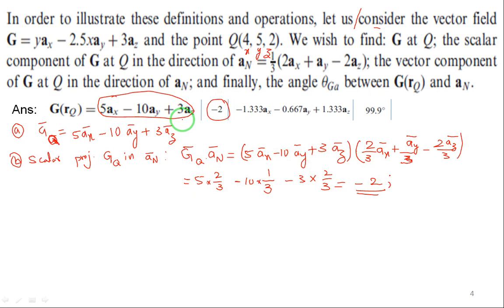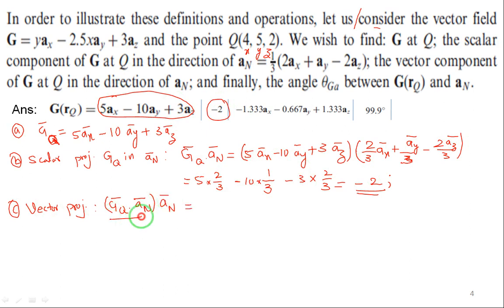Next, coming to part C, what they have asked is the vector component of G vector at q in the direction of an vector. The scalar projection is over. Next, they have asked for the vector projection, also called the vector component, of GQ vector in the direction of an vector. We already have the scalar projection from the previous step, GQ dot an vector. This is the scalar projection, but they have asked for the vector projection in the direction of an vector, so associate the direction once again. Take the dot product of this.